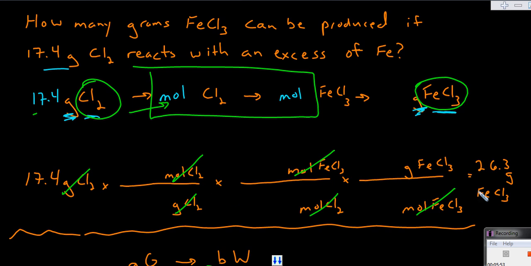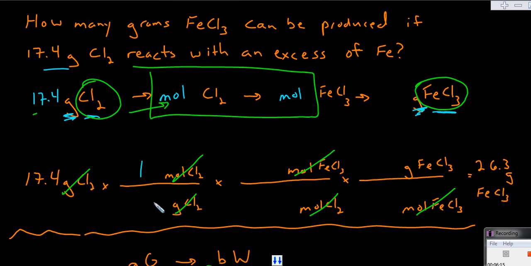So our units all cancel out. We know then that we've properly worked this problem. We have grams of iron-3 chloride at the end, which is exactly what you were asked for, the mass of iron-3 chloride. And so you need to just fill in some numbers here. How many moles and grams?